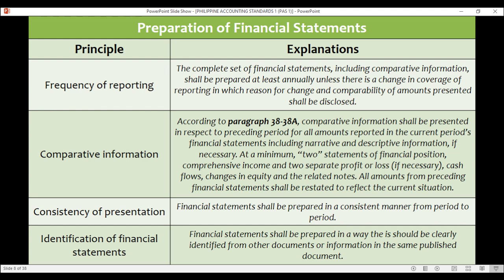So therefore, it must be with a heading. It should be identified, it should be named that this is a financial statement. If it's separately prepared, it should be identified. Or if that financial statement is part of, for example, an annual report, which is one document, it should be identified that this portion pertains to financial statements. So, kailangan dapat merong identification, may consistency. At ang ating frequency ng pag-report, kailangan at least annual sa isang buong taon.